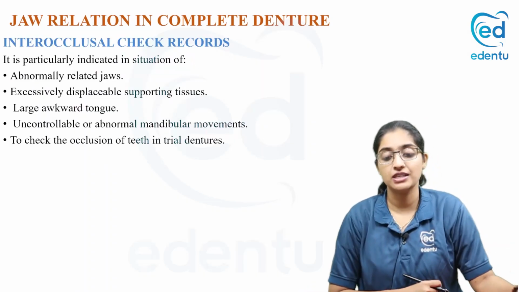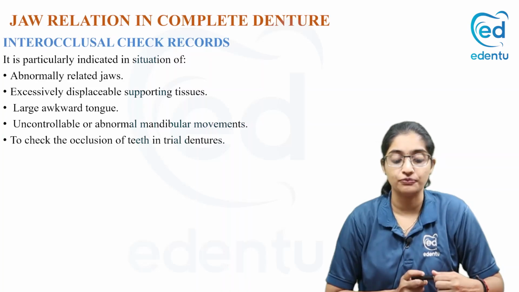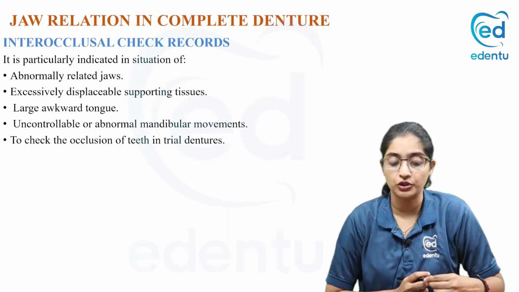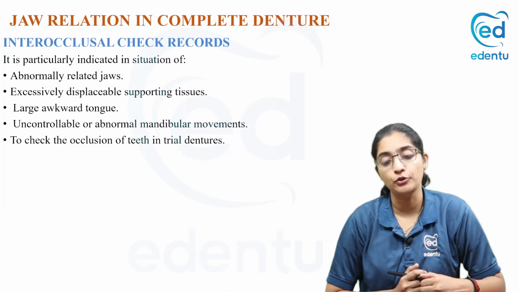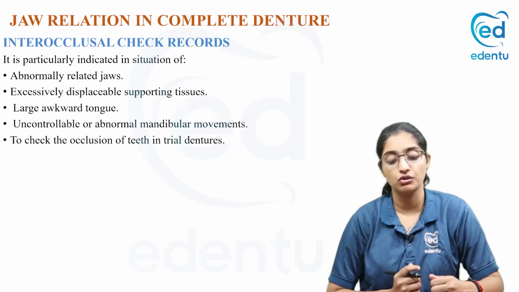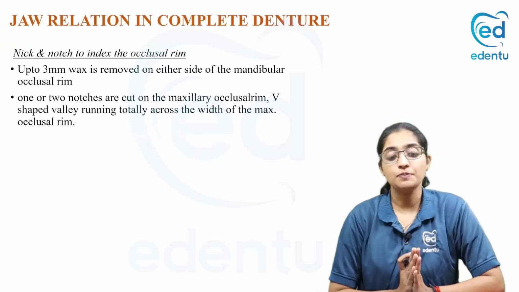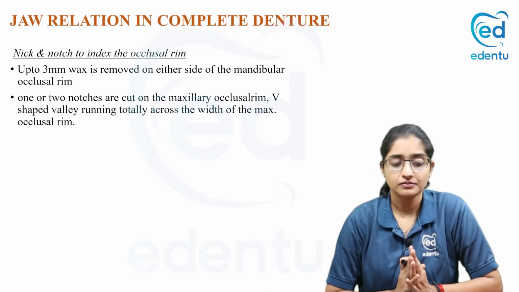Coming to the interocclusal check records, it is particularly indicated in situations of abnormally related jaws, excessively displaceable supporting tissues, large awkward tongue, uncontrollable or abnormal mandibular movements, to check the occlusion of the teeth in trial dentures. Next method will be to do the nick and notch to index the occlusal rim.